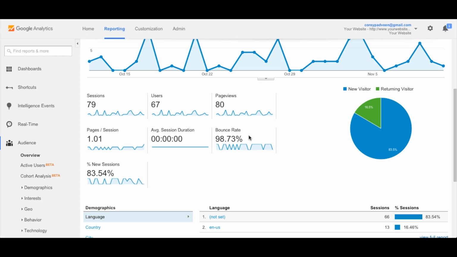Now, bounce rate is something we hear pretty often. Not everybody knows the exact definition of what a bounce rate is. A bounce rate is the percentage of your audience that leaves your website without visiting a second page. So essentially, if I land on a website's homepage and I'm not all that interested in the material and I leave, I would be considered a bounce.